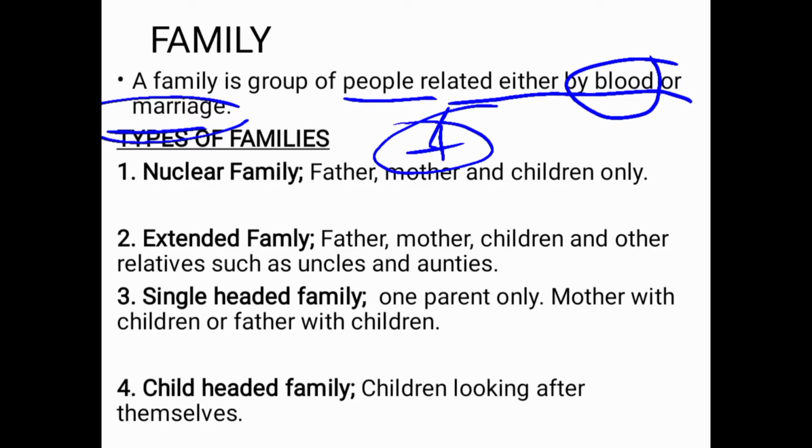Four. The first one is the nuclear family. This comprises the father, the mother, and children only. That's the nuclear. The second one is the extended family, the most common one in Zambia. This comprises the father, mother, children, and other relatives such as the aunties, the uncles, the nephews, the nieces, and just other relatives. Just a mixture. We call that one an extended family.